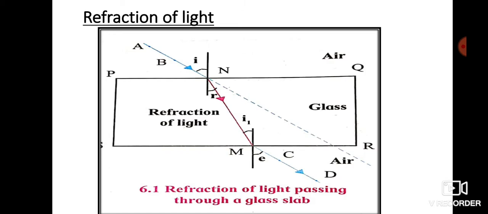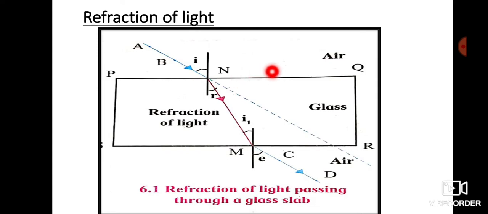Now let us take a glass slab PQRS. PQRS is a glass slab. Here let us consider the incident ray AN. You have learnt reflection of light, correct? Now here we are going to study refraction of light. AN is the incident ray. Here the first refraction occurs. The first refraction occurs when the light ray enters the glass from air at N on the side PQ.